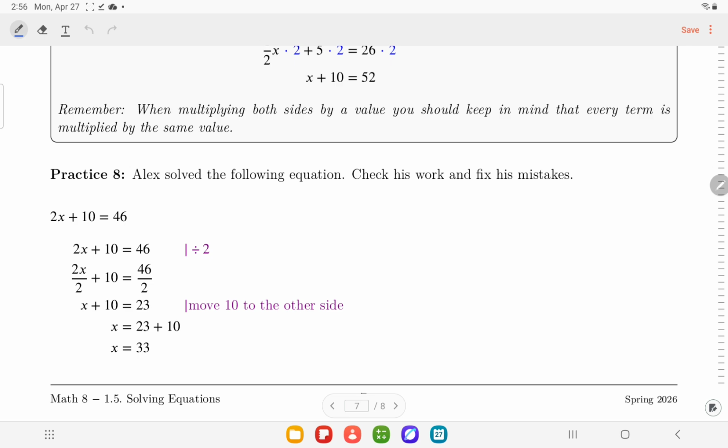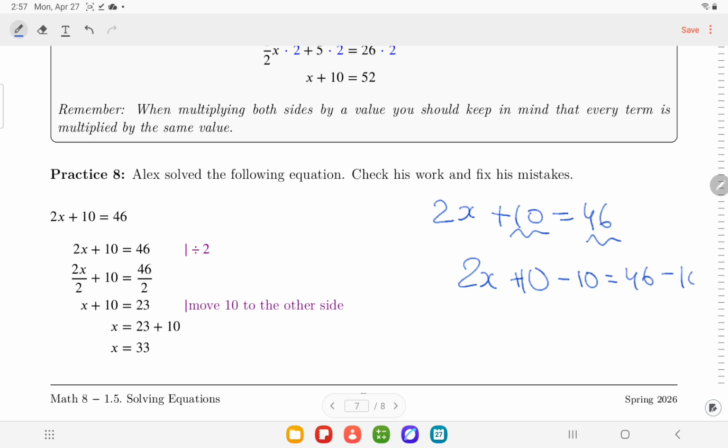So for this question, we are trying to see if Alex solved the following equation correctly. So first, we are going to run through it. We're going to solve it on our own, and then we're going to critique the way he did it. So first, we are going to combine our like terms, which in this case are 10 and 46. So to do that, we are going to subtract 10 on both sides.